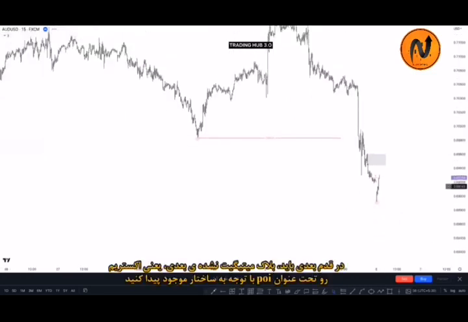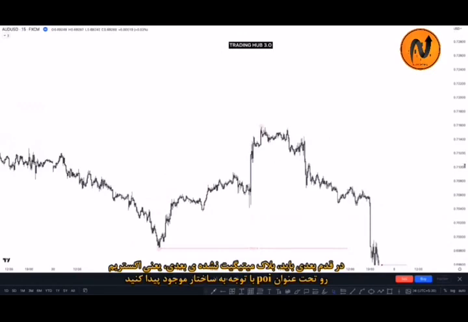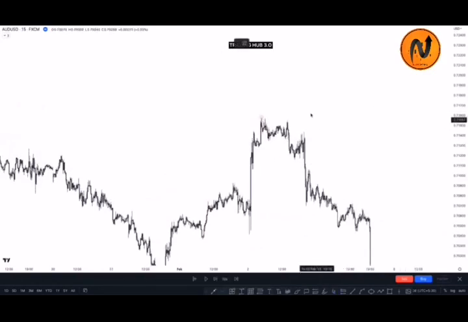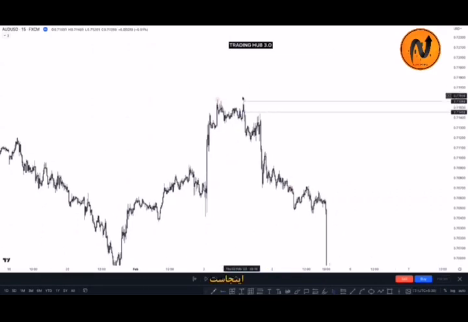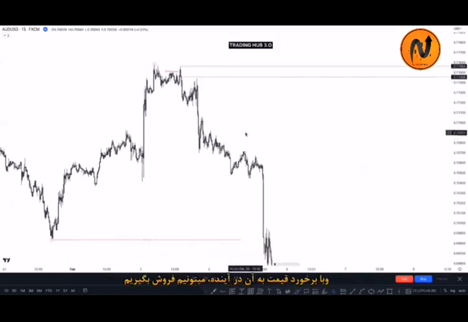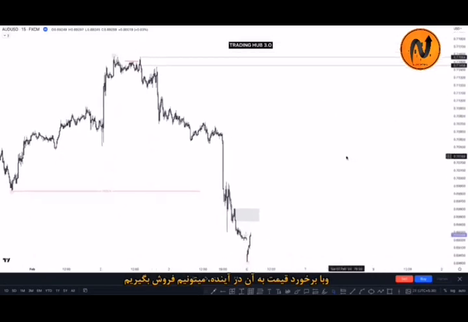And where is our next POI? In this case, you have to identify where is our next unmitigated order block. Look at the extreme structure here. This one is our next unmitigated order block because the previous structure took out the liquidity, and this is our extreme order block. So in future, the market can mitigate this one, and then we can sell here.